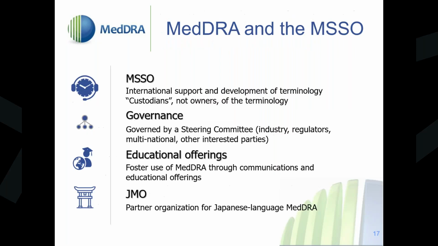We do have a sister organization to the MSSO called the JMO for the Japanese language MedDRA, because when the MedDRA terminology was created, it was created under two main languages that started in English and Japanese. Of course, now we have up to 27 languages, but the JMO team is the sister partner of the MSSO, who oversee the Japanese language for MedDRA. And they perform the same kind of activities that the MSSO does in terms of custodian oversight and training, just like this webinar that we have today.